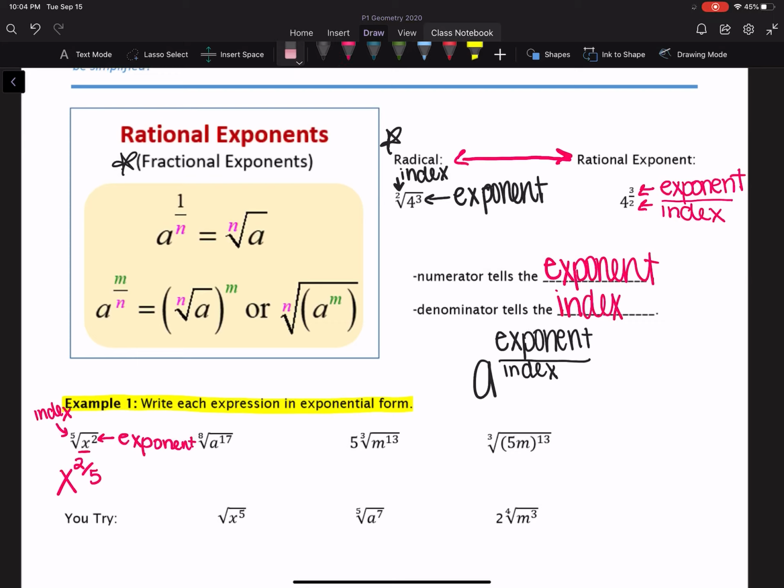On the second example, again, my a to the 17, my 17 is my exponent, and then the 8 is my index number. So again, I'm going to write my base, which is a, and take the index and put it in my denominator, and the 17, which is my exponent, and put it in the numerator.